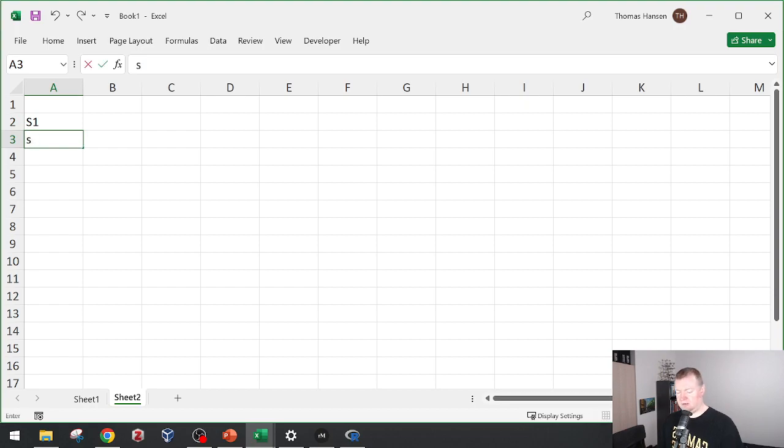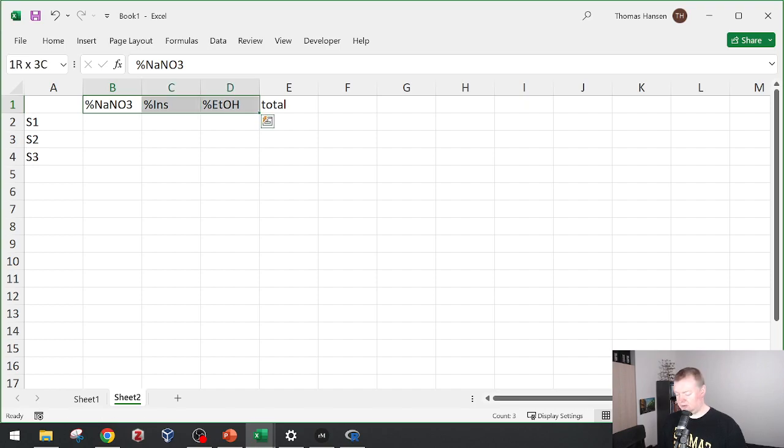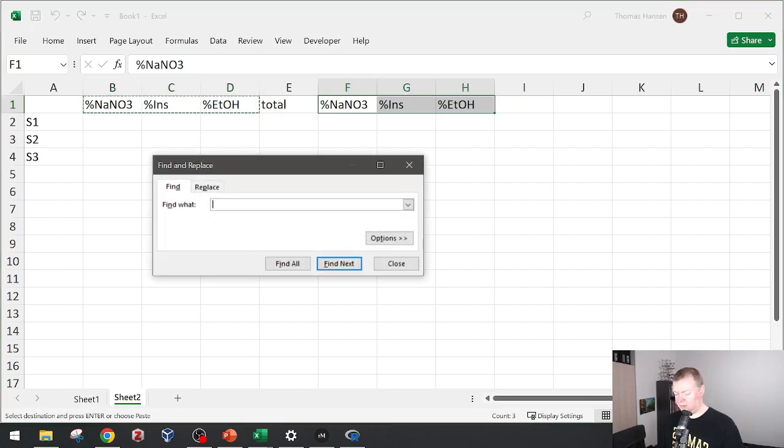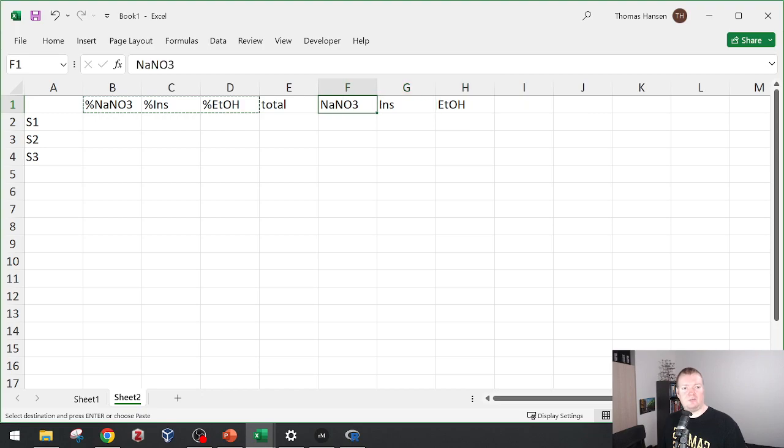Again, I have 3 streams. In this case, I have 3 components. So I have sodium nitrate, I have insulin, I have ethanol, and I then have my total. And just because I'm lazy, I'm gonna cheat and say like that. So I have my total, I have my components, and then we just have to type in the information we're given. So in the top stream, we have 23% of this one, 15% of that one. In the bottom stream, we have no insulin. We have 13% sodium nitrate.